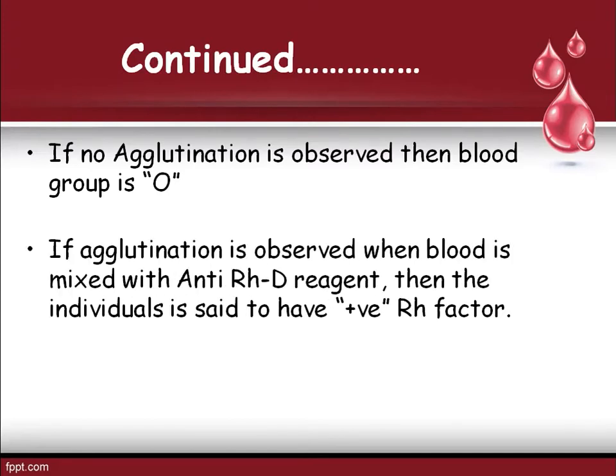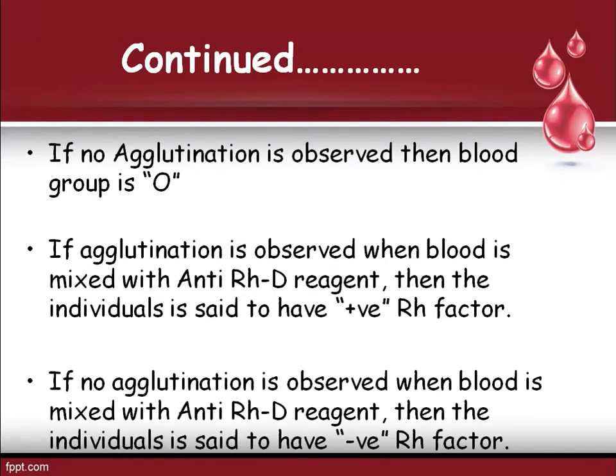If agglutination is observed when blood is mixed with the anti-RHD reagent, then the individual is said to have positive RH factor. If no agglutination is observed when blood is mixed with anti-RHD reagent, then the individual is said to have negative RH factor.